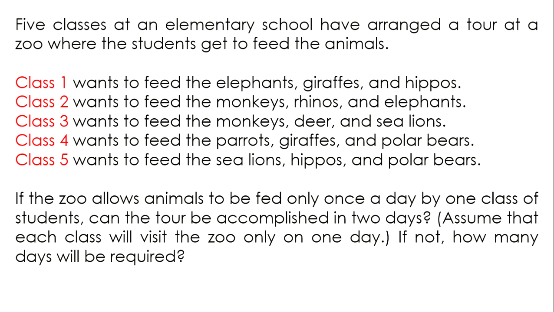As you can see here, we're going to identify the schedule wherein there will be no overlapping of animals that they're going to feed in a day. Here we're going to have the 5 classes as vertices, and then we're going to connect them if they have the same animal that they're going to feed.